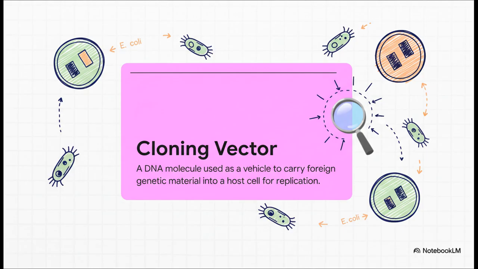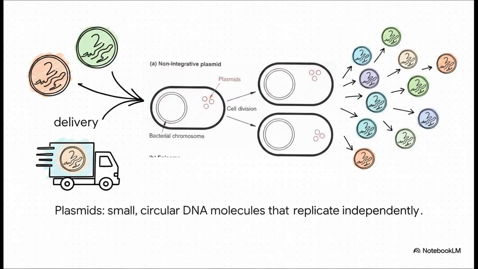So the official definition is right here. A cloning vector is a DNA molecule that acts as a vehicle to carry foreign genetic material into another cell. Its entire job is to smuggle our gene of interest into a host, usually a fast-growing bacterium like E. coli, and then basically trick that cell into making tons and tons of copies of it. And the undisputed workhorses for this job are plasmids.